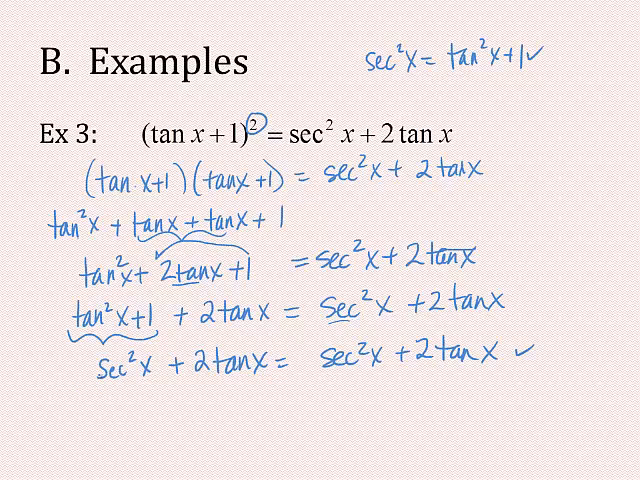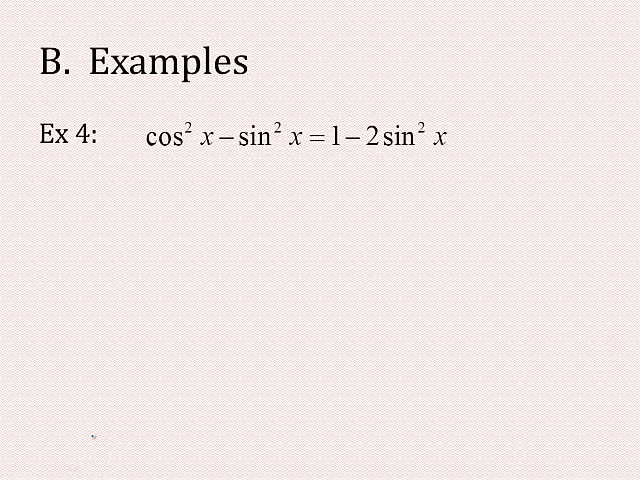Okay, so even though it looks a little more complex, it was not so bad. All right, the way to get good at these is to keep cranking at them and get familiar with these identities. Last one. All right, cosine squared of x minus sine squared of x equals 1 minus 2 sine squared of x.